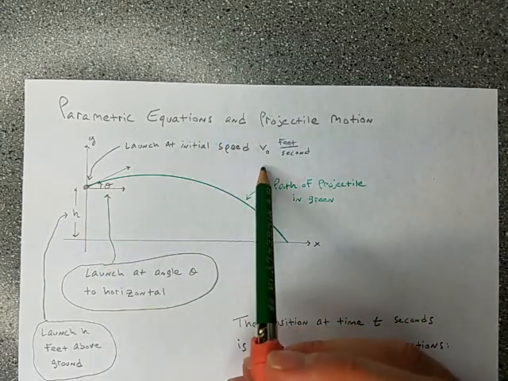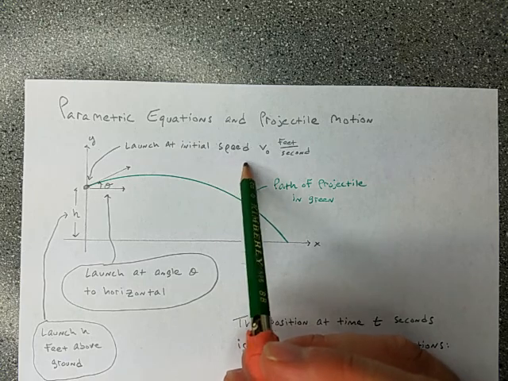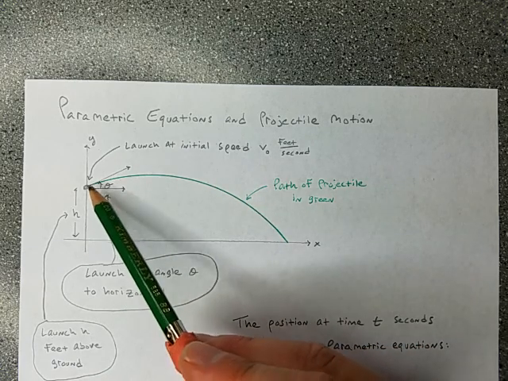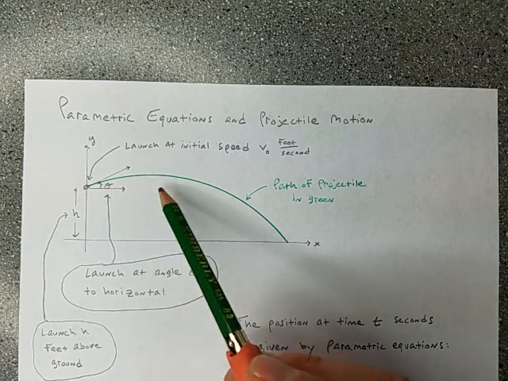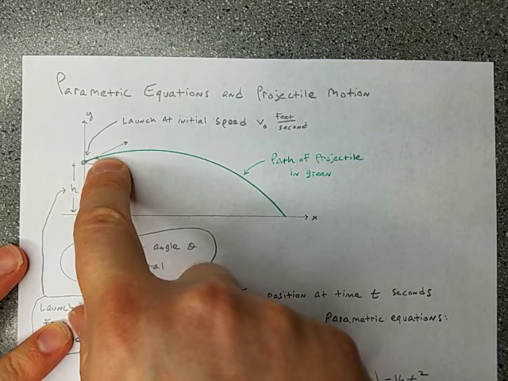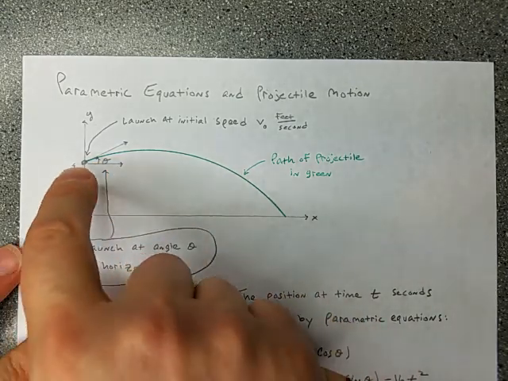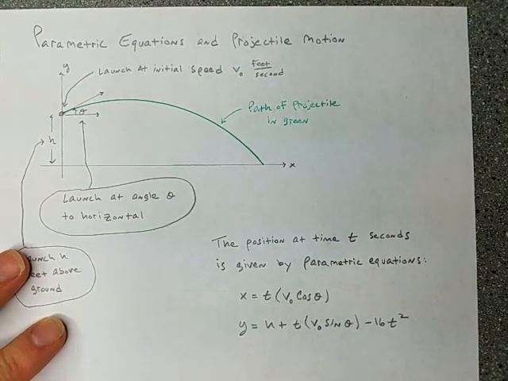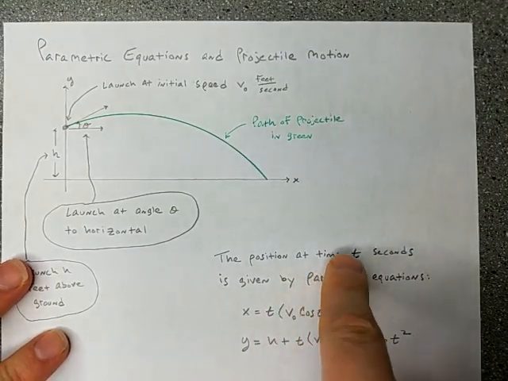We need to know v0, the initial speed that it's launched at. We need to know the launch angle. We need to know the height above the ground that it's launched at. And then it will travel through the air. And we want parametric equations that track its flying, its location through space as a function of time.